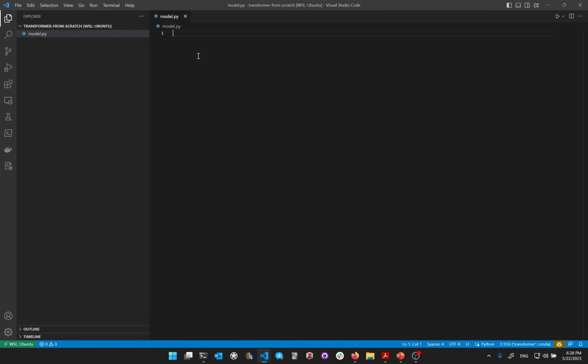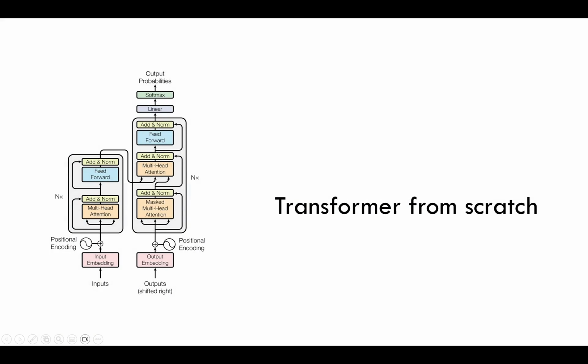Okay. Let's have a look at the transformer model first, so we know which part we are going to build first, and then we will build each part one by one. The first part that we will be building is the input embeddings. As you can see, the input embeddings take the input and convert it into an embedding.